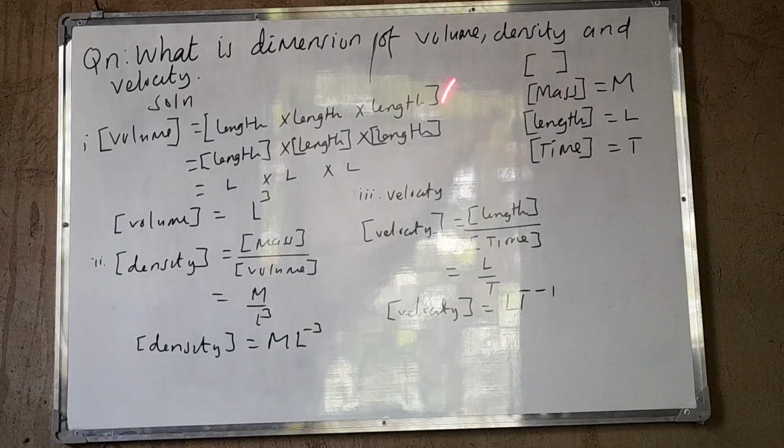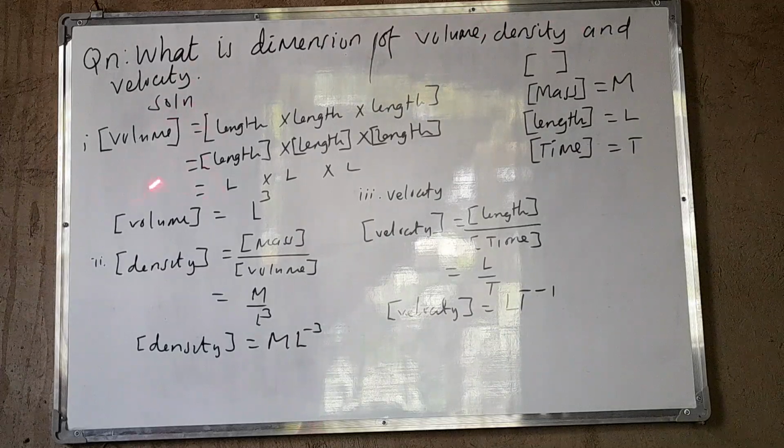We are talking about mechanics now. These are very important physical quantities which are used to determine the dimensions of the others. This bracket means dimension of. So the dimension of mass is M, the dimension of length is L, the dimension of time is T. This is very important. If you are asked, for example, what are the dimensions of volume, density, and velocity?